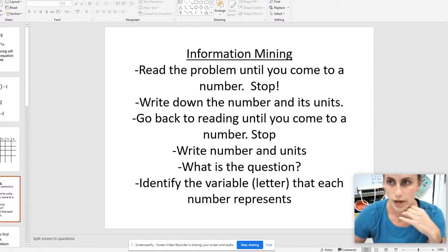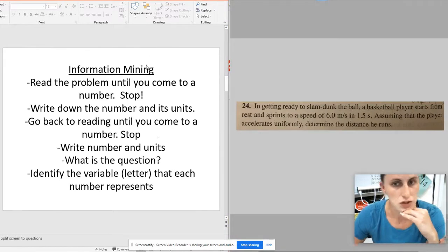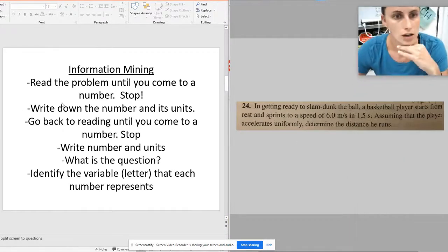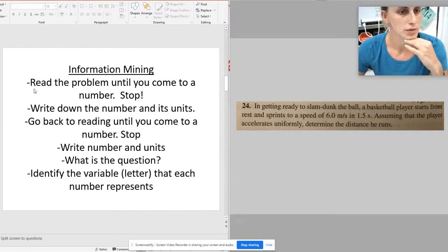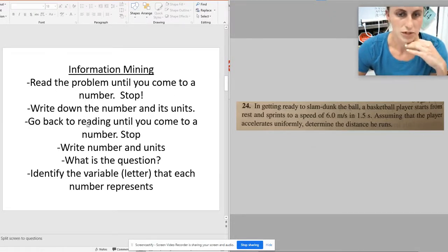I'm going to go ahead and split my screen here. So I'm going to move this up here. So it says, actually, let me pause for a second. This is going to be a question that we're going to work on that you'll have in your homework later. What we are going to do is go through the question together and information mine this question.